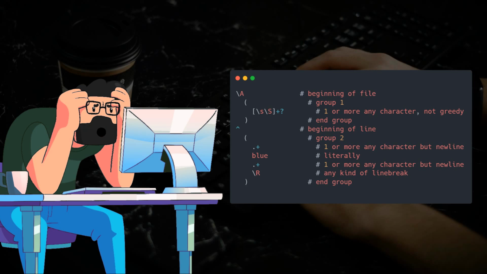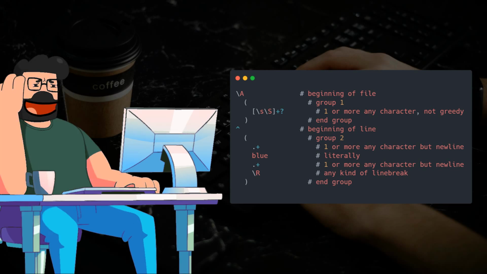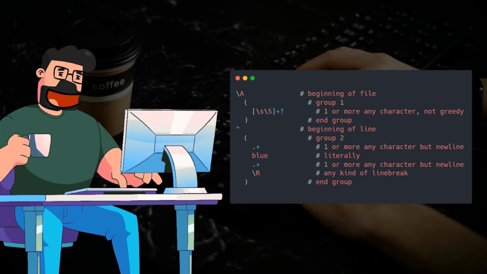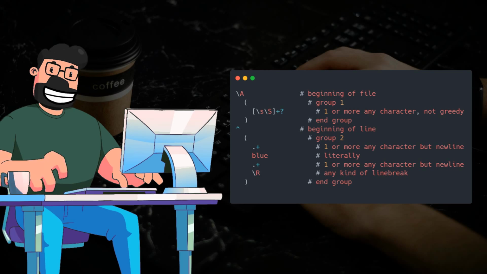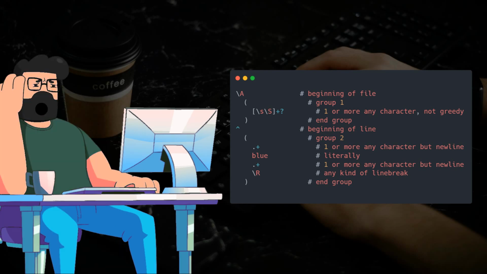Now, let's walk through the solution to the problem. The regular expression provided is instrumental in achieving our goal. The regex pattern breaks down as follows. It starts by locating the beginning of the file and captures all characters until it finds a line that includes the word blue. Once the matching line is found, it includes the entire line in the second group. This regex pattern is key in identifying and isolating the lines we want to move.